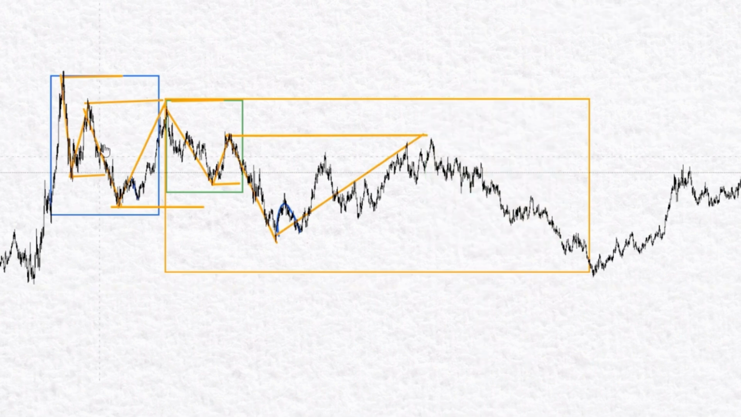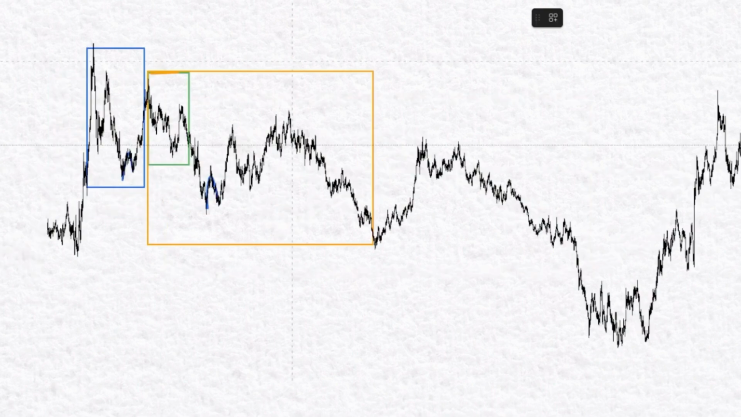We found the shape here, the one we found at the blue square. And then we found it again in the green square, which happened again on the amber square. And it's not finished yet, because this shape will repeat itself again. How? Let me show you again.